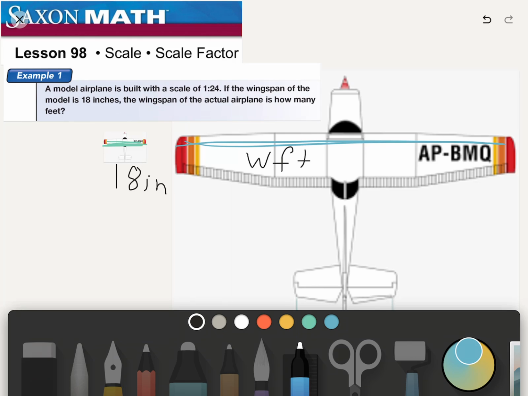Essentially you can just say 18 inches, and probably we won't even bother with the units right now. And so that will be times 24 because it's a scale of 1 to 24. So for every 1 inch, it's going to be 24 inches over on the larger airplane.